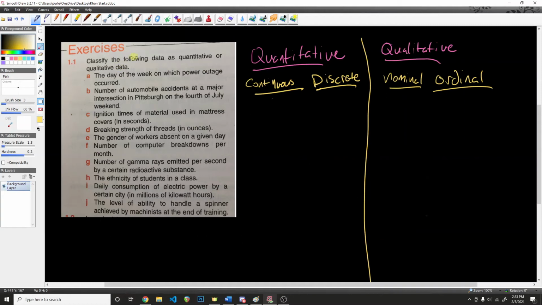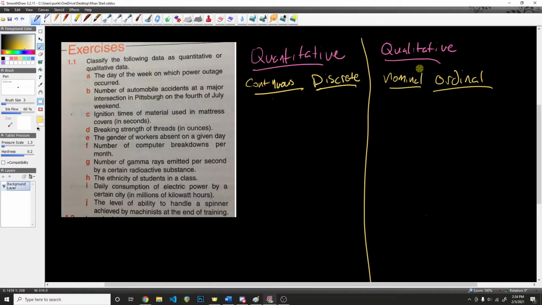In this video, we're going to classify the following data as either quantitative or qualitative. And when we have quantitative data, all that means is it has something to do with numbers. If it has any type of number associated with it, you can say that it's quantitative. Qualitative is basically like having a quality.